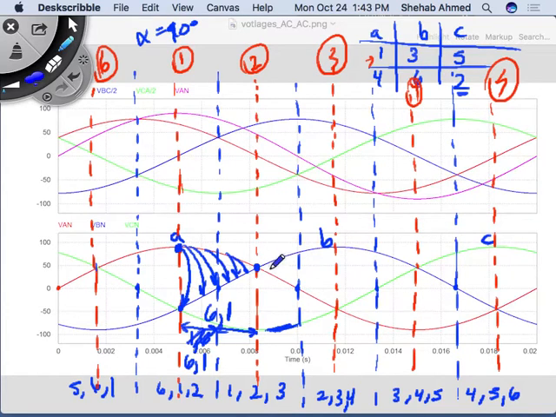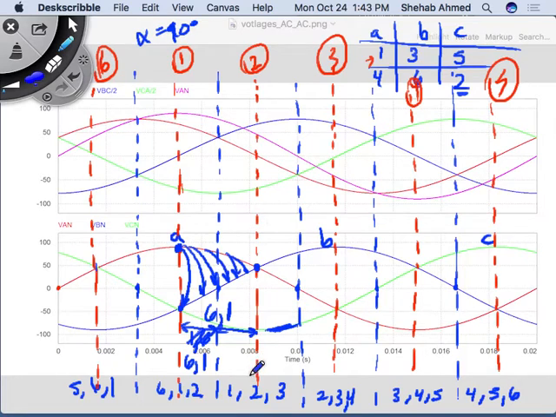I want to push current back through phase A, and I want to bring current from phase B. So I want devices 3 and 4 to conduct, and I don't have that luxury. They don't get their gate signals until 3 and 4 get their gate signals here, right?